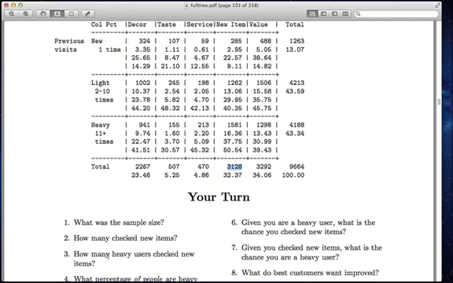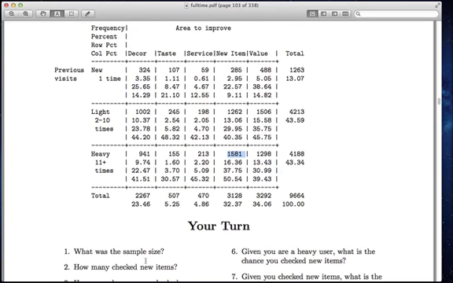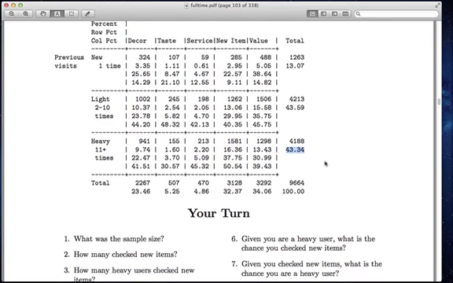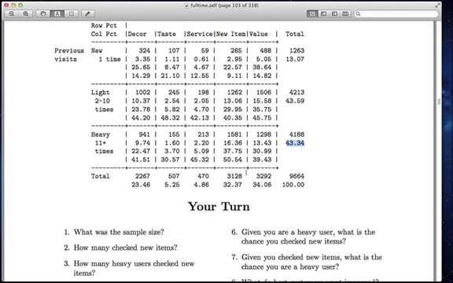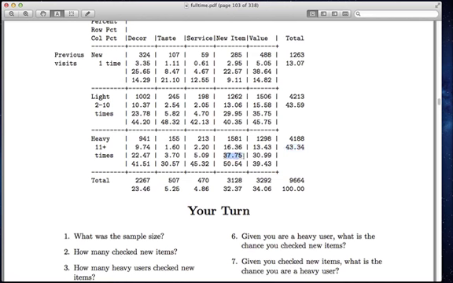Question 3, how many heavy users checked new items? The answer is 1581. What percentage of people, so that means of everybody, are heavy users? The percentage of everybody who's a heavy user is 43%. Given you're a heavy user, so what that means is restrict your universe to this row, what is the chance that you checked new items? Well, the answer is 37.75%. So if you are a heavy user, there's a 38% chance you check new items.